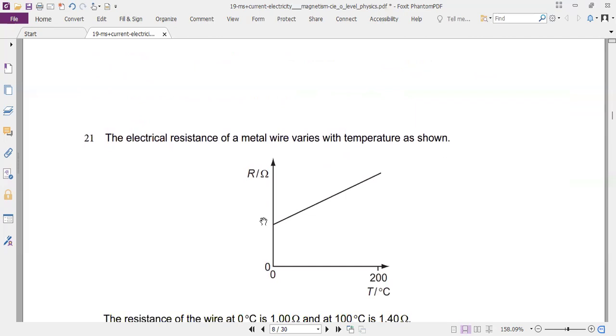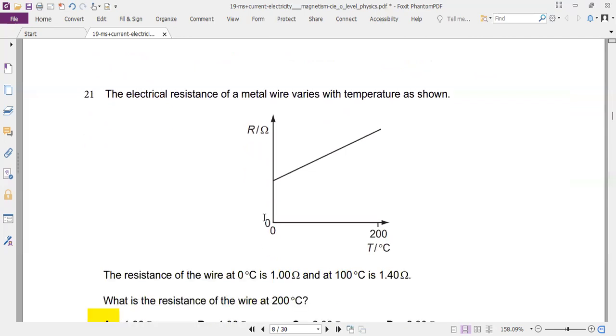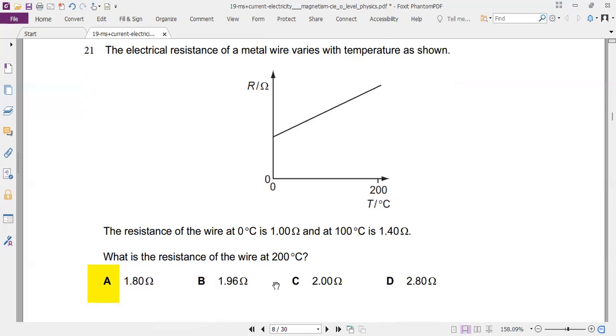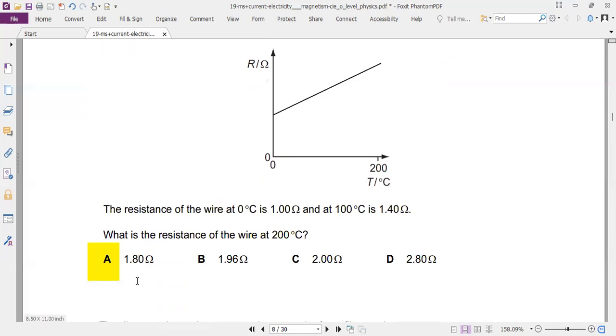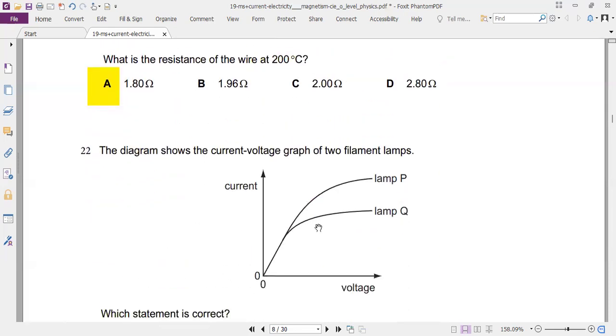Number 21, what is the graph? So this is the graph and the data. The wire at 0 is 1 ohm and at 100 is 1.4 ohm. So 100 degrees increases its resistance by 0.4. Another 100 will increase 0.4, so that makes it 1.8. Very simple intuition. So we have a lamp Q and a lamp P.